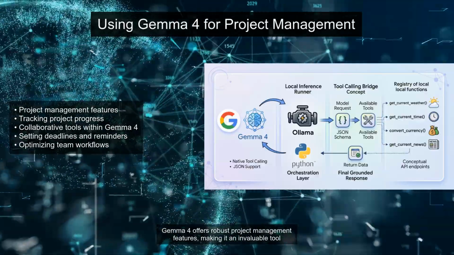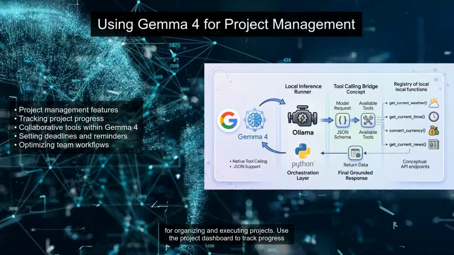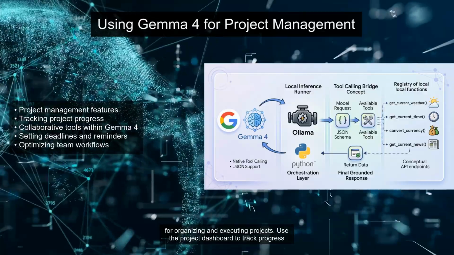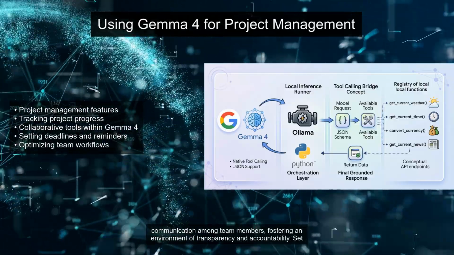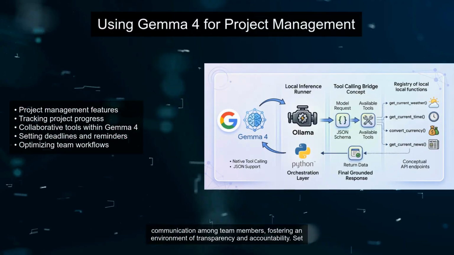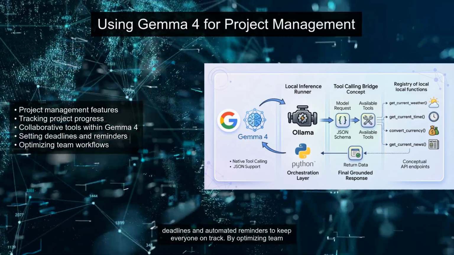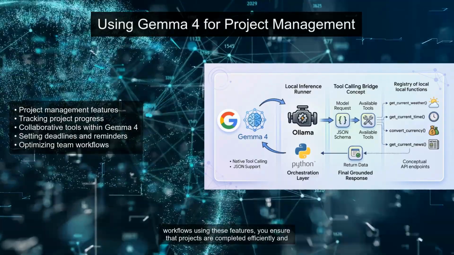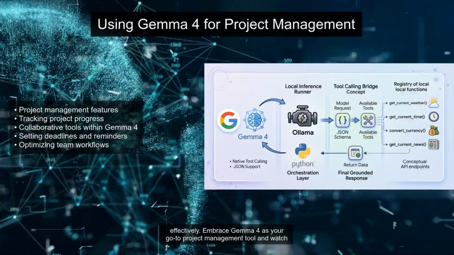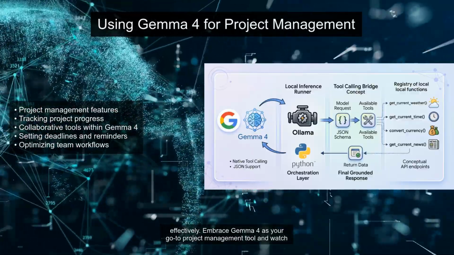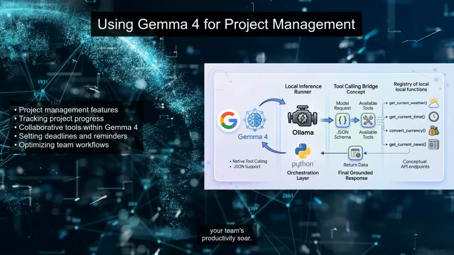Gemma 4 offers robust project management features, making it an invaluable tool for organizing and executing projects. Use the project dashboard to track progress in real time, manage tasks, and assign responsibilities. The collaborative tools enable seamless communication among team members, fostering an environment of transparency and accountability. Set deadlines and automated reminders to keep everyone on track. By optimizing team workflows using these features, you ensure that projects are completed efficiently and effectively. Embrace Gemma 4 as your go-to project management tool and watch your team's productivity soar.